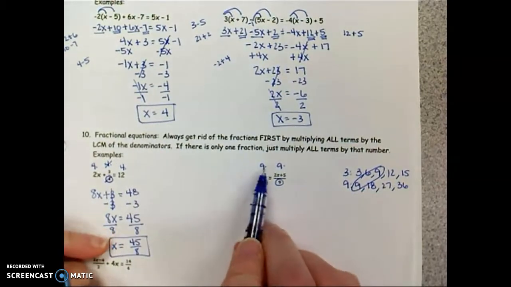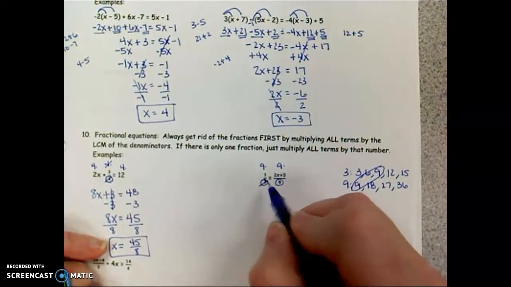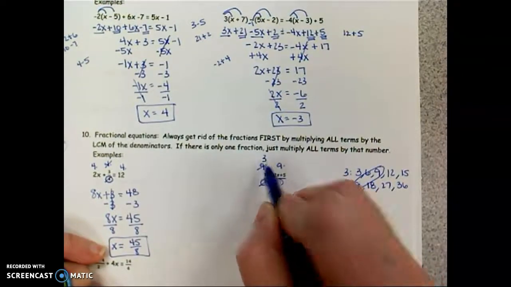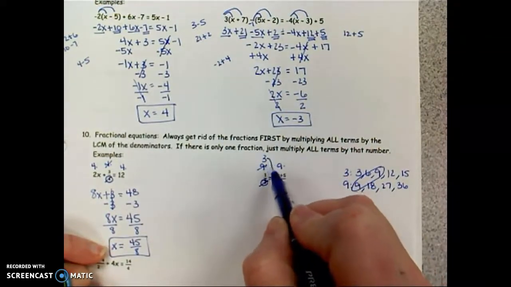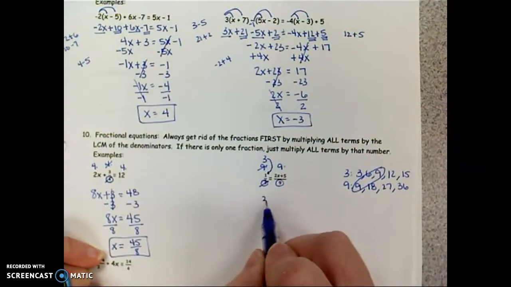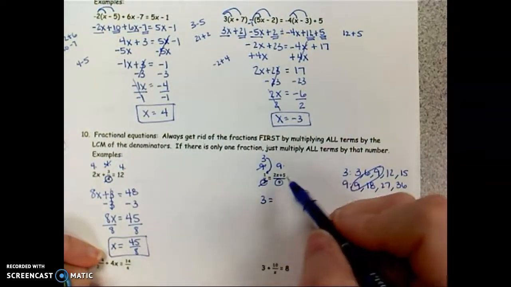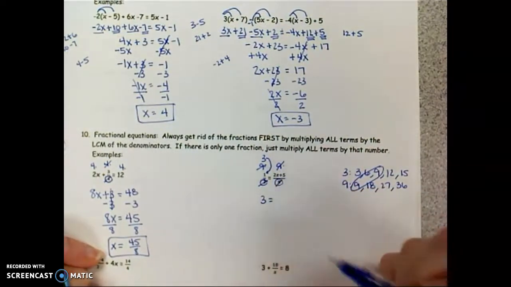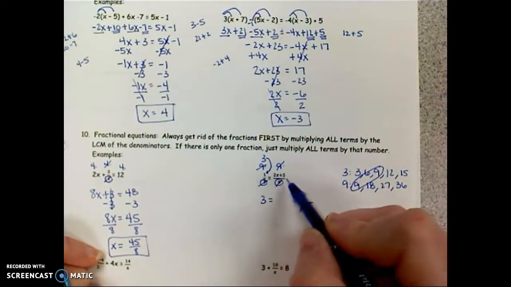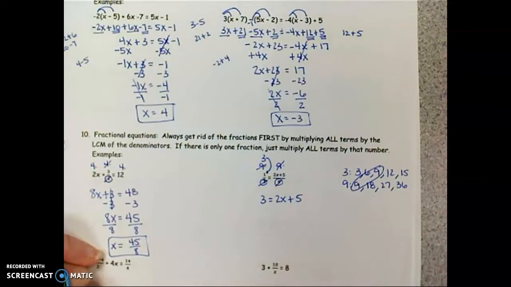Now remember, this 9's in the numerator, this 3's in the denominator. So 3 divides into 9 3 times. So that's what I'm going to multiply by this numerator. So 3 times 1 gives me 3 on the left side. On the right side, this 9 cancels out that 9. So there's nothing to multiply the 2x plus 5 by. It just stays 2x plus 5.